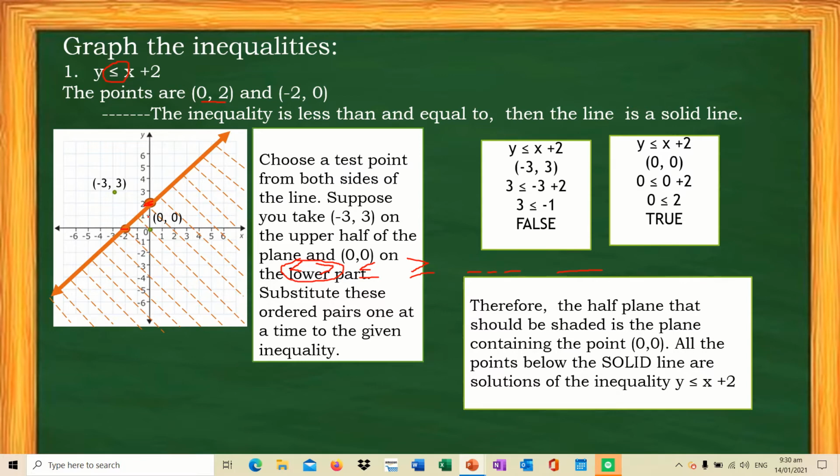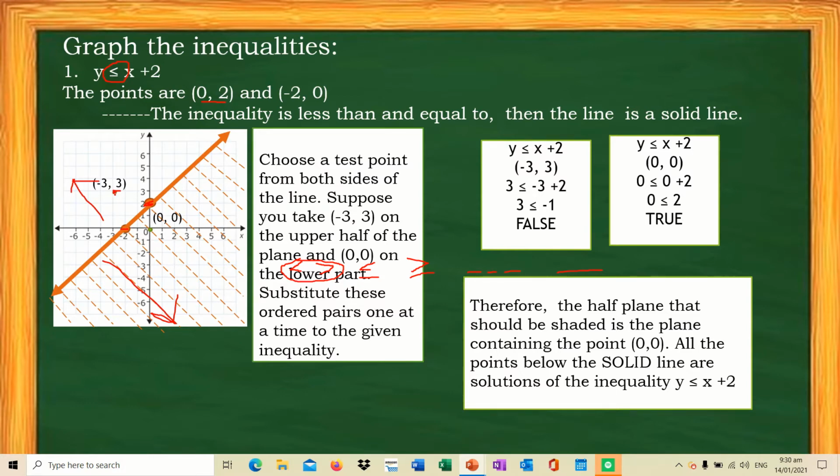Okay, then next step, choose a test point from both sides of the line. So, we have the upper side. Ito yung ating upper side. Then, we have the lower side. Ito yung ating lower side. So, pipili kayo ng tig-isang point, isa sa upper side at isa sa lower side. Let us have this point sa upper side. Ang coordinates ng point na yan is (-3, 3).